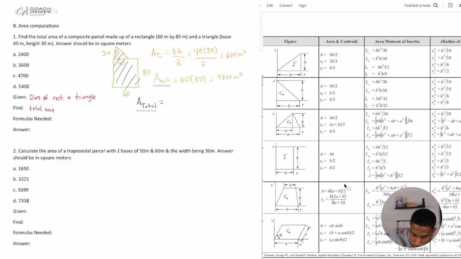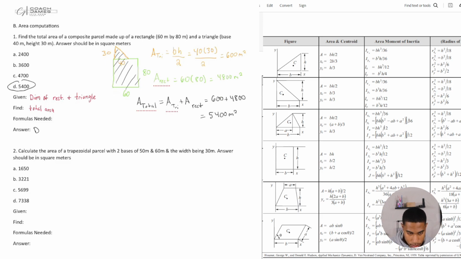All right, so what's our total? It's going to equal the area of the triangle plus the area of the rectangle, which is equal to 600 plus 4,800. This is all meters squared, of course. And so for my answer, I get 5,400 meters squared, or D. Okay.